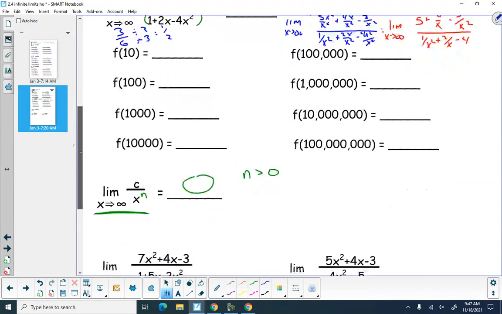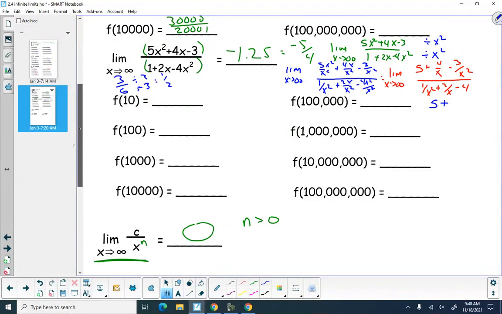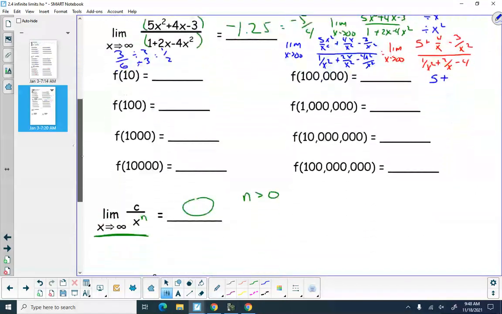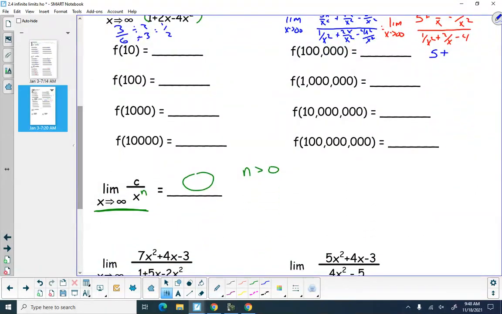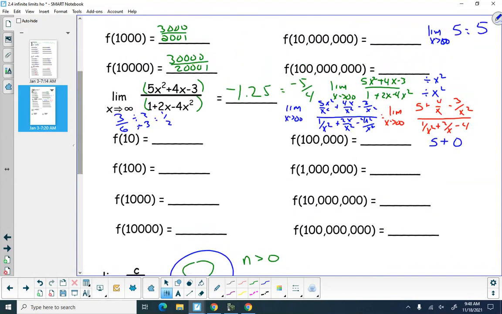So if I take a look at what we're dealing with here, take the limit as x approaches infinity of 5, I get 5. Limit as x approaches infinity of 4 over x. As x gets bigger and bigger, that's going to give me what? 0. So we have 5 plus 0. And if I have negative 3 over x squared, as x gets bigger and bigger, where's that going to go to? 0.